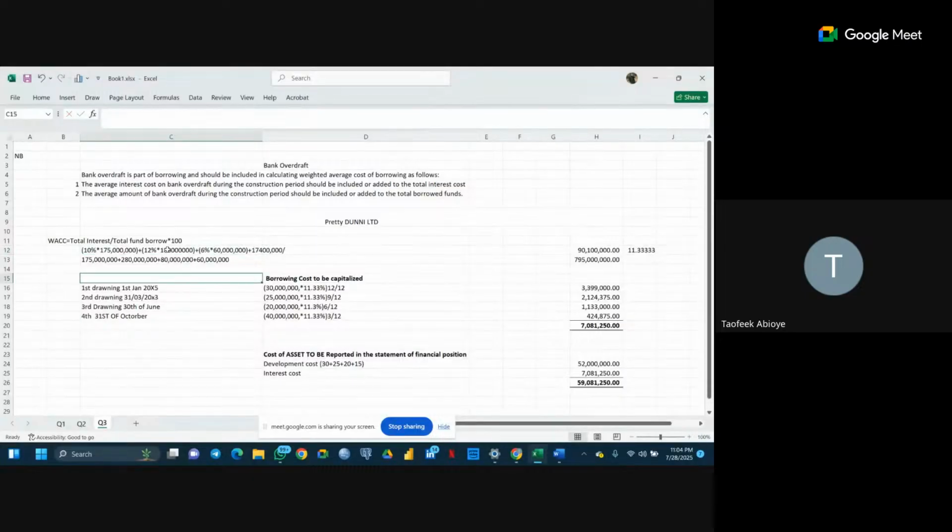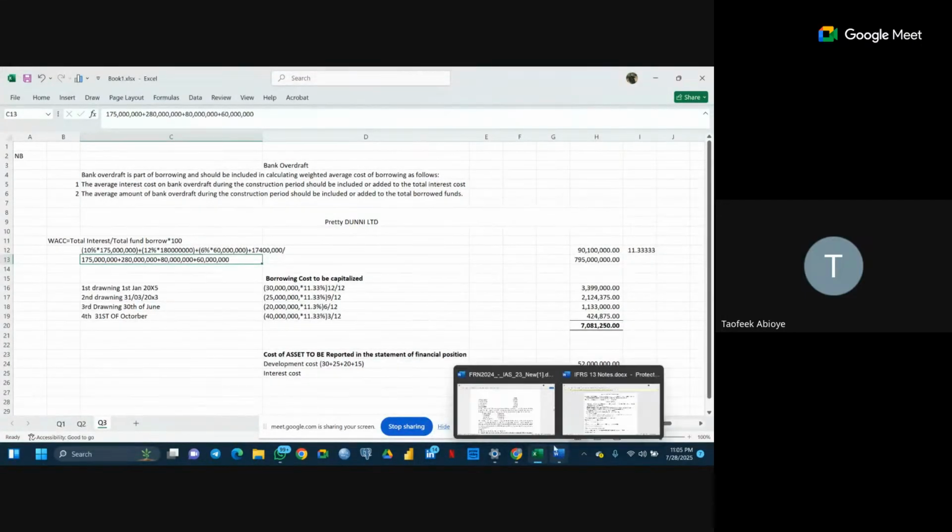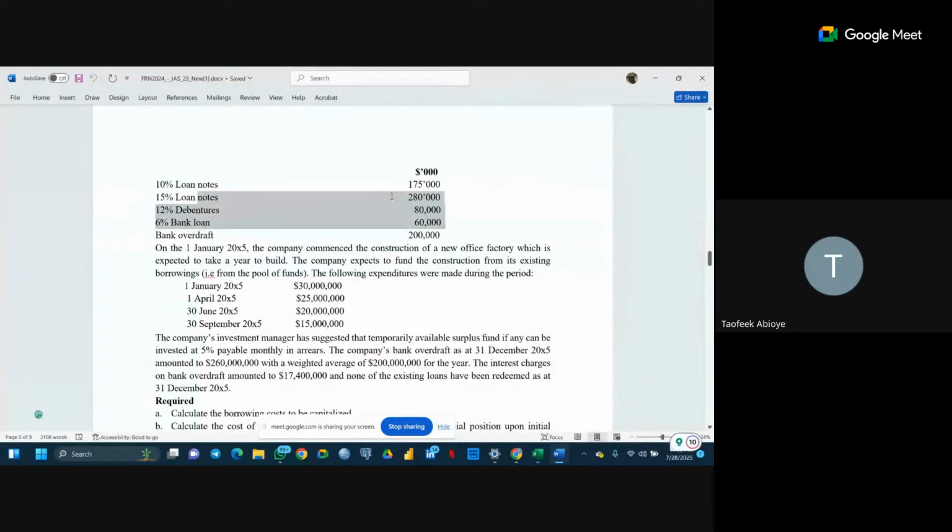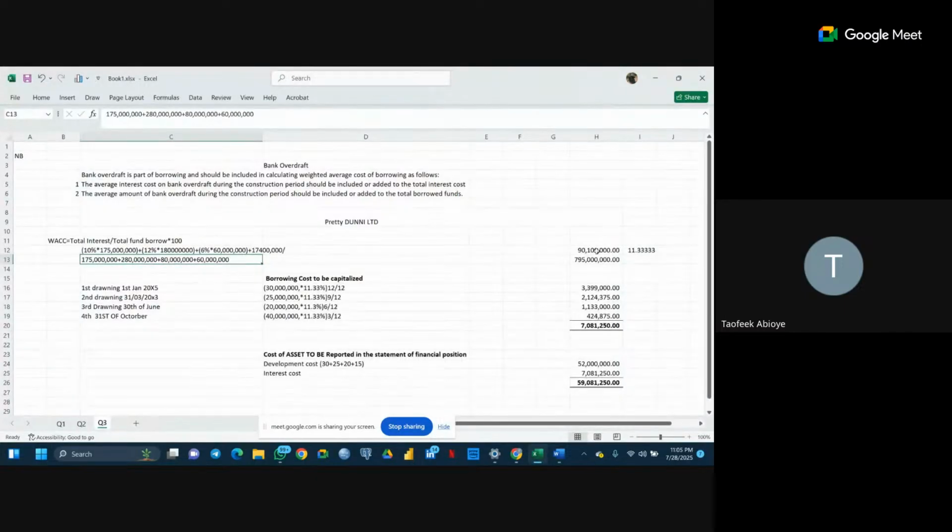So we add the interest together. We calculated the interest on 175 million to be 10%, on the second one to be 12%, on the third one to be 6%, while the fourth one is given to us directly. So we add everything together and it gives us this 90 million. The actual funds that we are paying interest on: the first one is 175, 280, 80, and 60. We have it here in the question. We add everything together. The addition of this is what gives us 795. The division of this will give us the 11.3 interest rate we are using. I hope that answers your question.